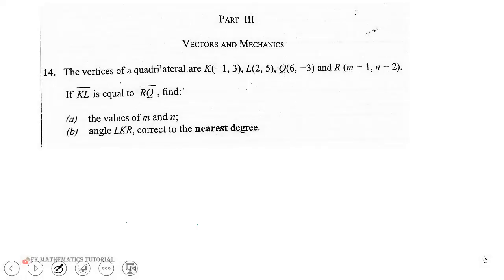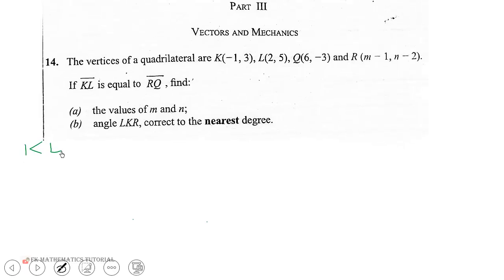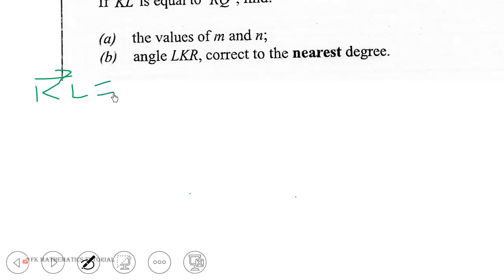So vectors and mechanics for the WASSCE 2023 elective mathematics paper 2 part 3, vectors and mechanics. Question 14. The vertices of a quadrilateral are K(-1, 3), L(2, 5), Q(6, -3), and R(m-1, n-2). If vector KL is equal to vector RQ, find the values of m and n. So straightforward, vector KL is equal to vector RQ.